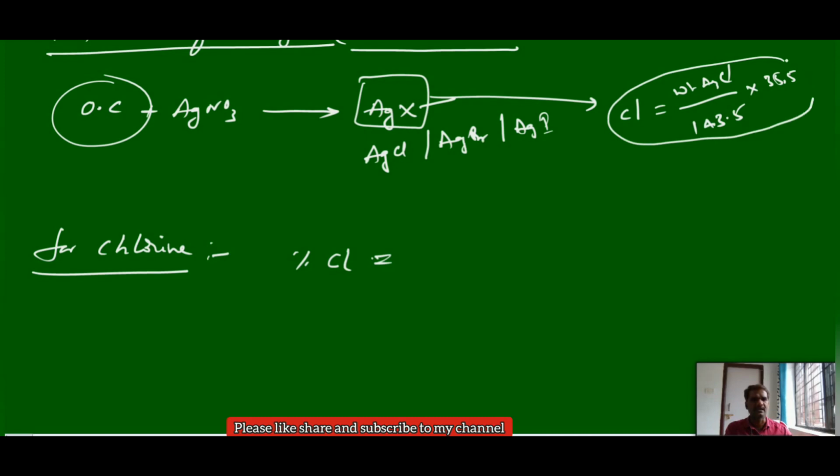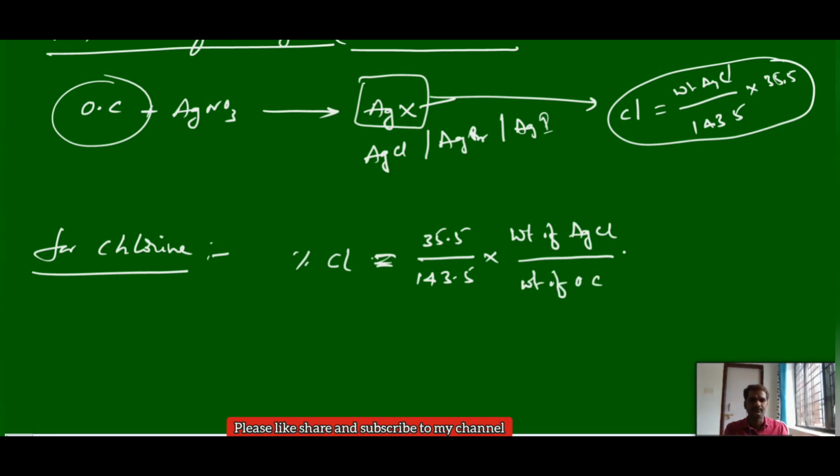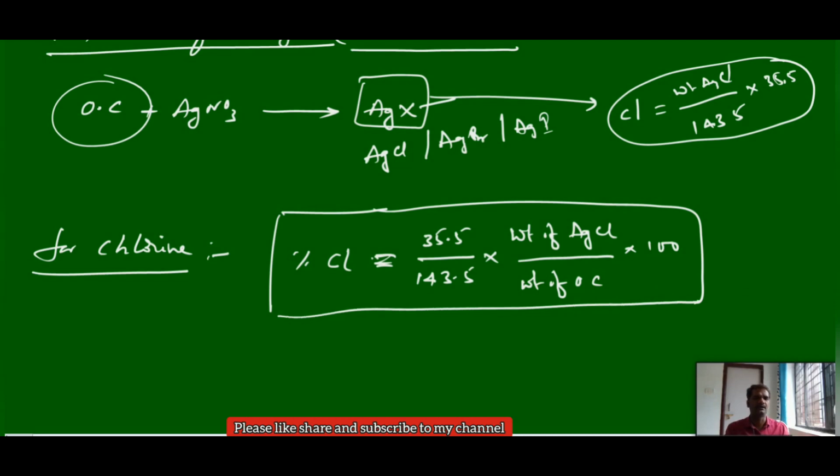From this, first we can calculate how much chlorine is there in the given organic compound. Once you know the weight of chlorine, you can substitute it in the percentage composition: weight of chlorine by weight of organic compound. So the weight of chlorine is 35.5 by 143.5 into weight of AgCl, by weight of organic compound. Anyhow, percentage means into 100. Like this, we can identify the percentage of chlorine in a given organic compound.